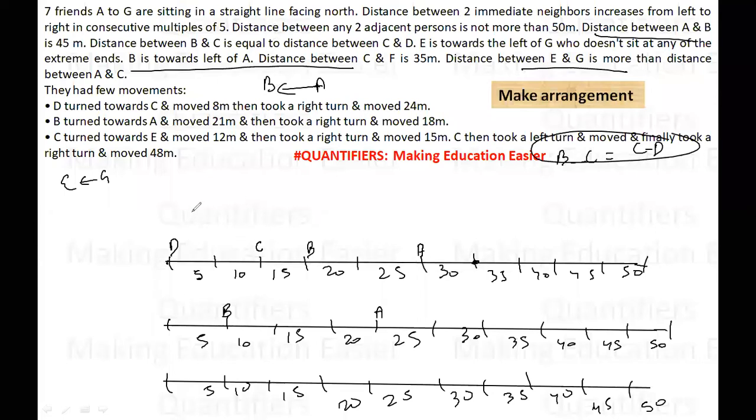So I know for a fact that E is on the left side of G and G is not on the extreme corner. The distance between C and F is 35. This is also known to me. So first of all, I'll have to keep distance 35, so 15 and 25. I'll have to keep F here. Now E is on the left of G, so E will be here and G will be here. But again, this is a wrong scenario as G will be on the extreme end, and it is given to me that G is not on the extreme end.